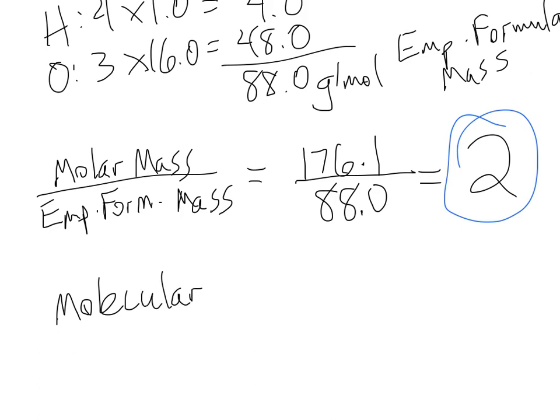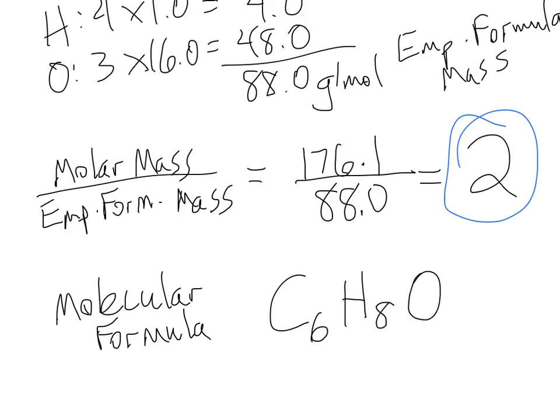So if the empirical formula was C3H4O3, your molecular formula will be that same ratio of the elements, but doubled subscripts. So instead of C3, I'm going to write C6. And instead of H4, I'm going to write H8. And instead of writing O3, I'm going to write O6. And there we have it, the empirical and molecular formulas of the unknown compound.